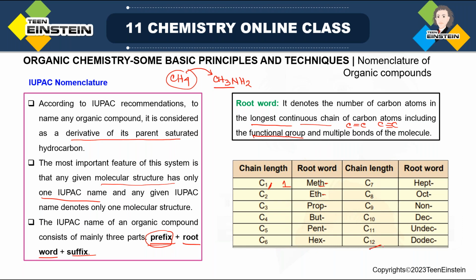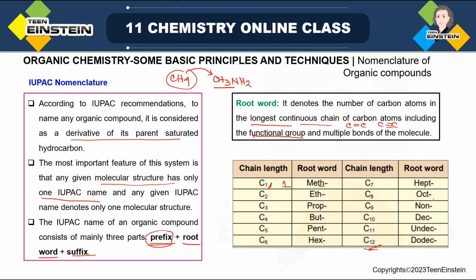So until 12 carbons, you can see this table, and this will be enough because mostly you will have molecules where the longest chain will not cross 12. Okay. So C7 is hept, oct, non, dec, undec, and dodec. Okay. So this is root word.